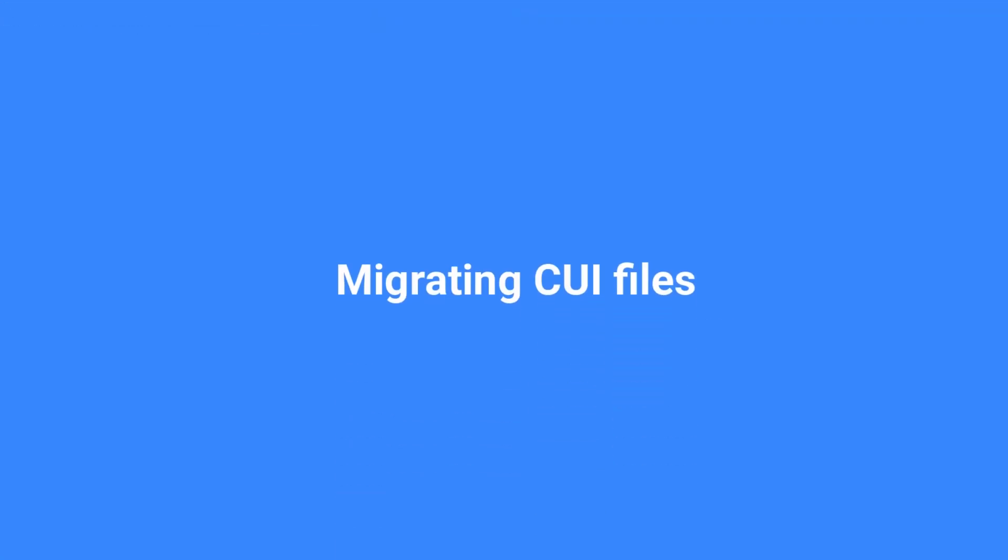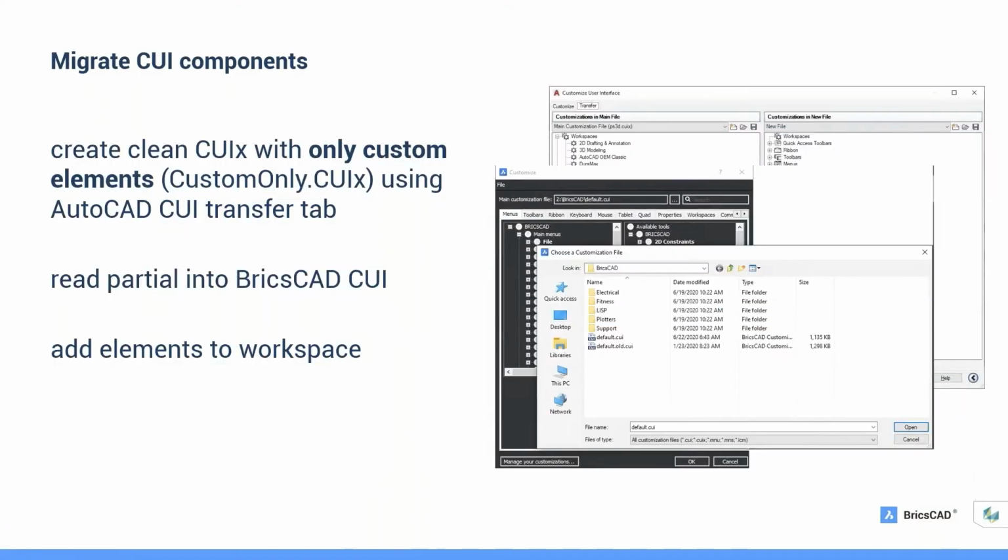CUI files. Here's where we've encountered things like ribbon tabs and drop-down menus and toolbars. And this is something that users depend on. It's part of their user interface. They expect it to be there. So how are we going to do this?